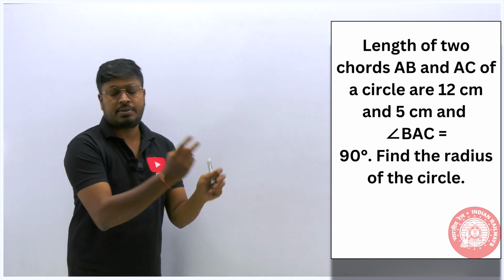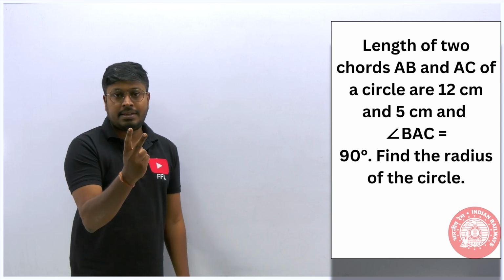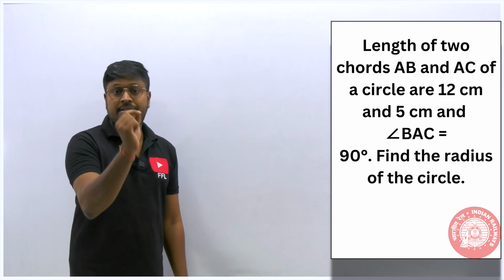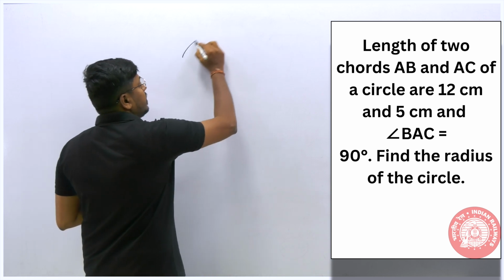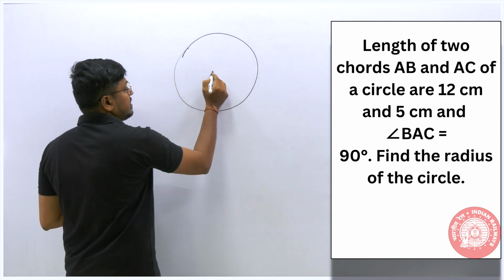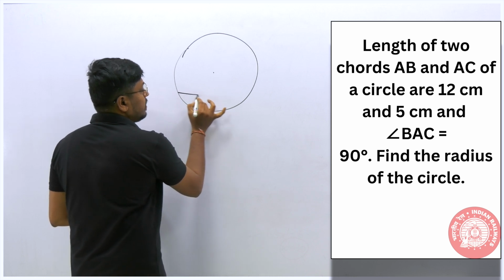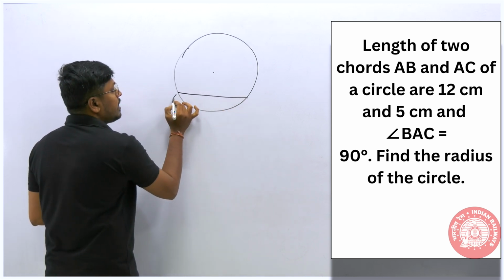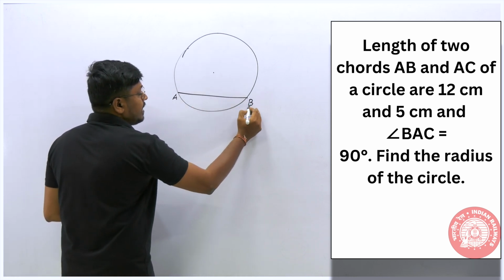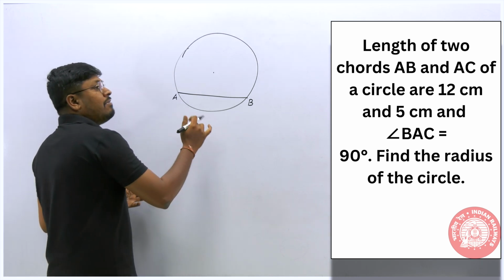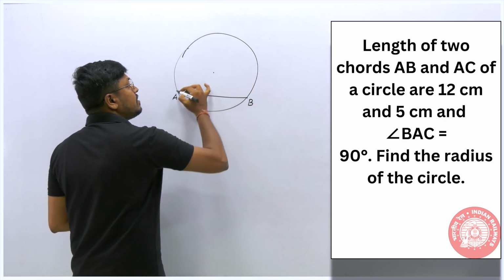Length of the two chords. So totally there are two chords and each length has been given, and angle BAC is equal to 90 degree. That is most important here. So first we draw a circle, with the center point, and there are two chords. I can draw one chord like this, assuming it as A and B. Then there is another chord which is AC, right?